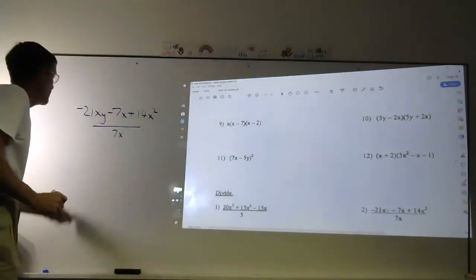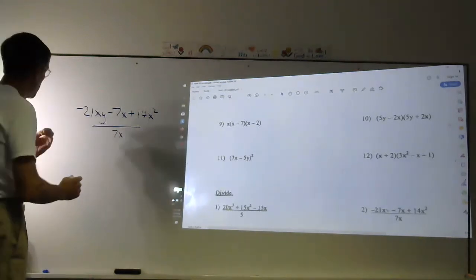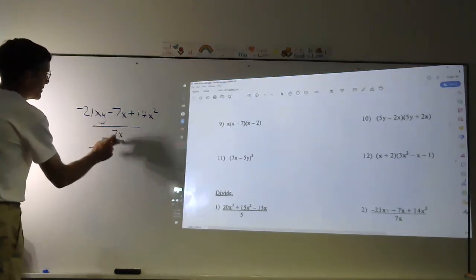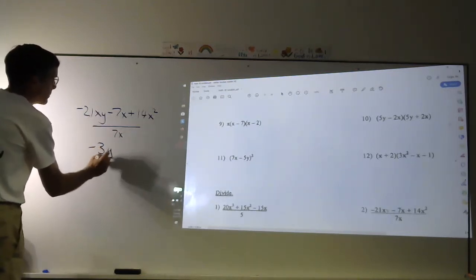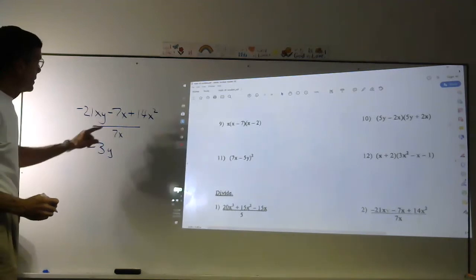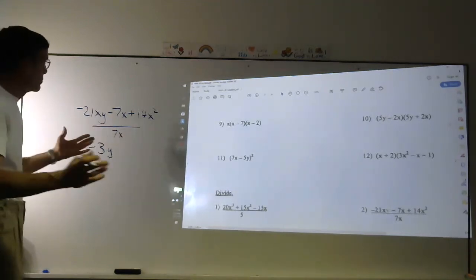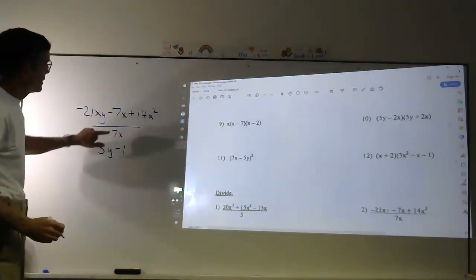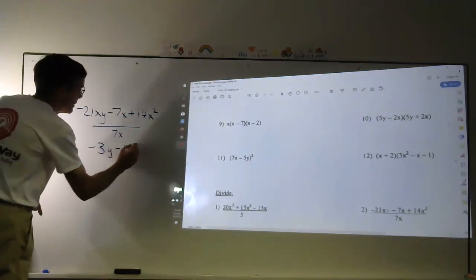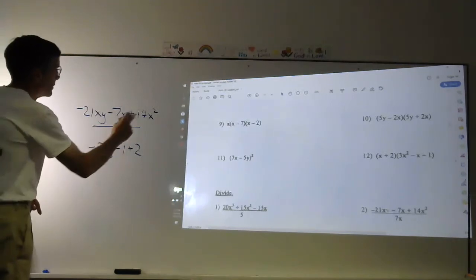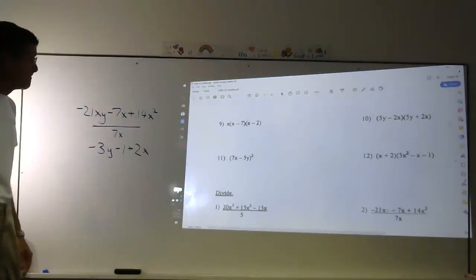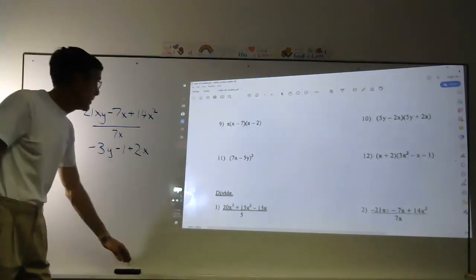All right, so here we go. 7 into negative 21 is negative 3. The x's kill each other, and I'm left just with a y. 7x into 7x goes one time, but it's a negative. 7x into this, 7 into 14 is 2. Kill an x, and I'm left with an x. Okay? Everybody with me on that?